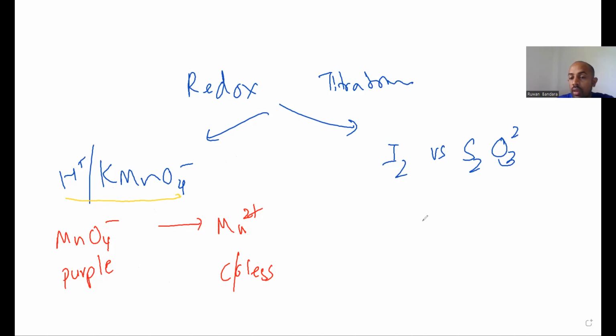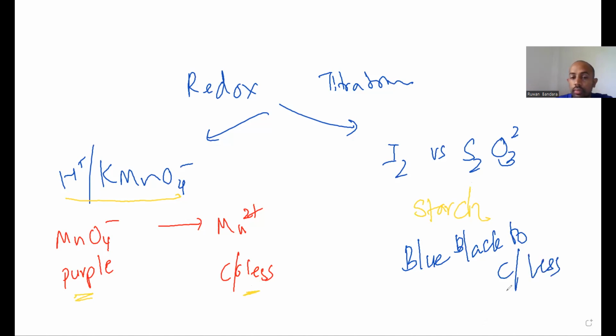In the iodine thiosulfate titration, remember the color change is not purple to colorless. I'll tell you what the color change is. But this one is purple and this one is colorless. Remember that. Here, the indicator is starch, and the color change is blue-black to colorless.